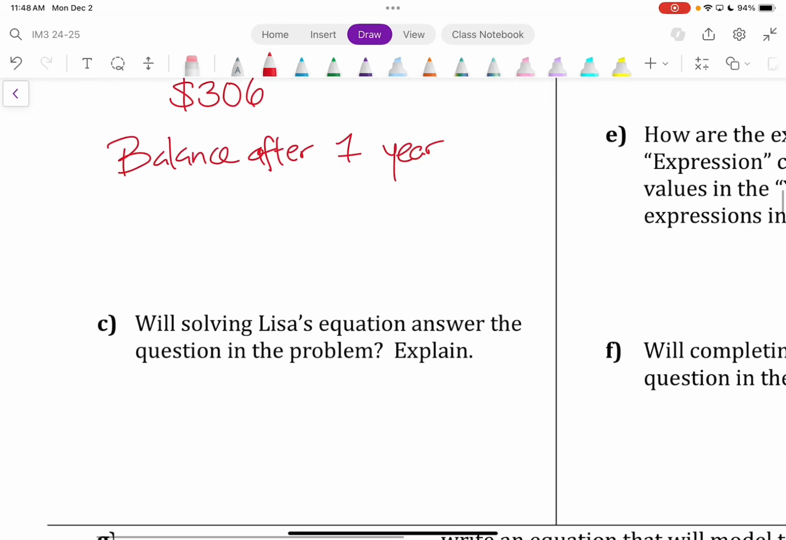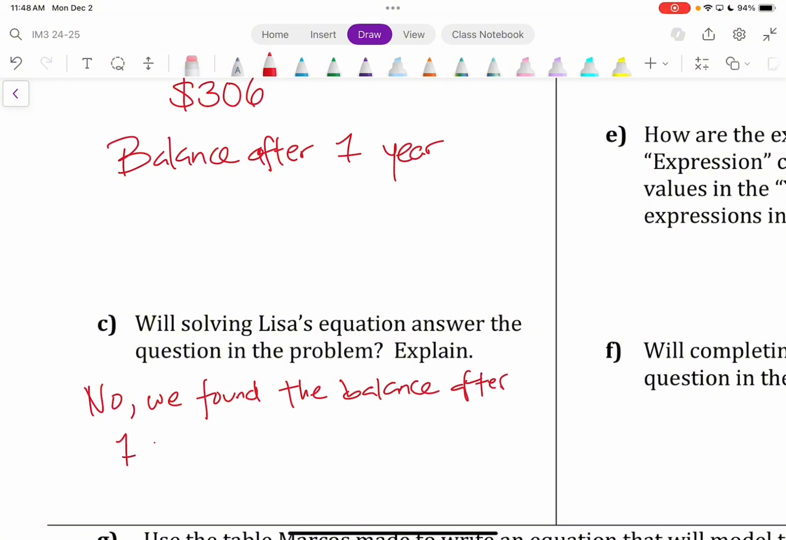So the question is, did we answer or did we find the actual balance after 5 years? And no, we didn't. We found the balance after 1 year. Now think about why that is the case. Why is it that I would need to continue multiplying by 1.02 over and over again to represent the number of years? Well, think about it this way.